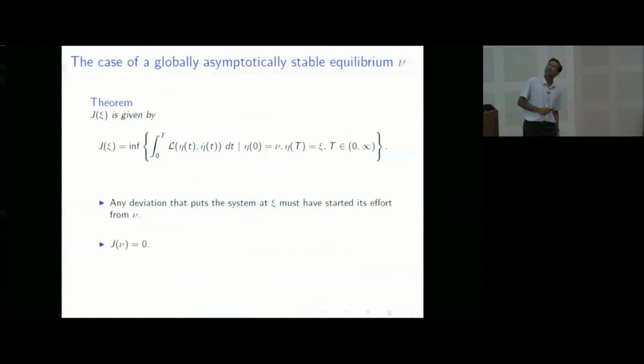Now, when you have a globally asymptotically stable equilibrium, we can write down what the invariant measure is. So we can write down what the rate function is for the sequence of invariant measures. It comes from this running cost across trajectories, except that we take an infimum over several possibilities. The trajectory's initial condition must be nu, terminal condition must be this xi, and you have as much time as you want to move from nu to xi. And the idea here is that any deviation that puts the system at xi must have started its effort from nu, the globally asymptotically stable equilibrium, and J of nu is 0.